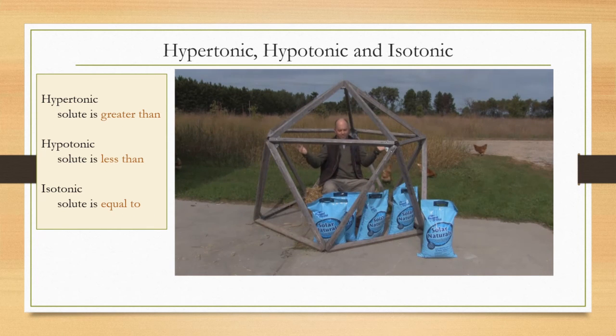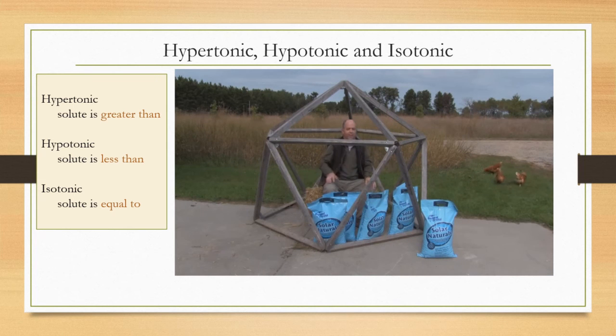In this case, the very nice man is sitting in an imaginary cell. Yeah, he doesn't have cable. There's more salt inside the cell than outside the cell. In this case, then, the inside of the cell would be hypertonic. Outside of the cell would be hypotonic.